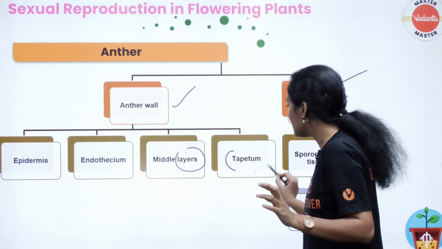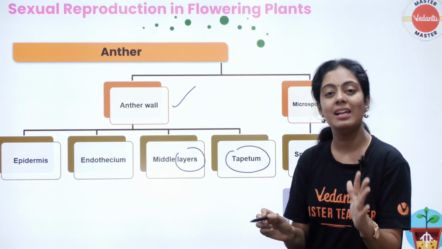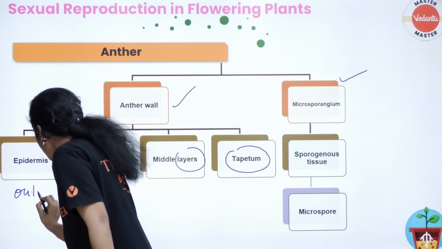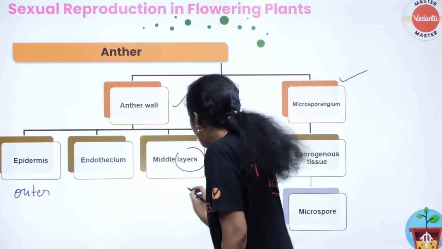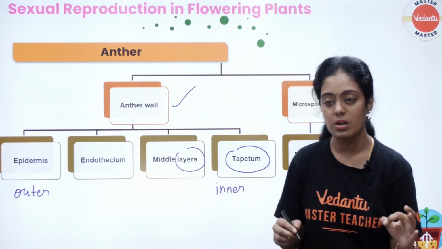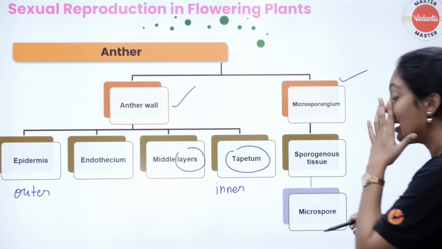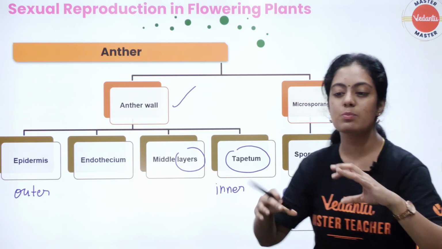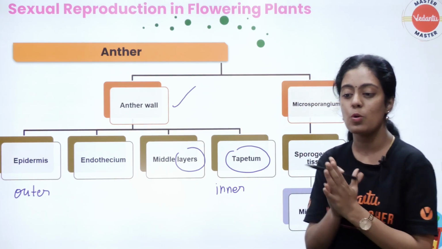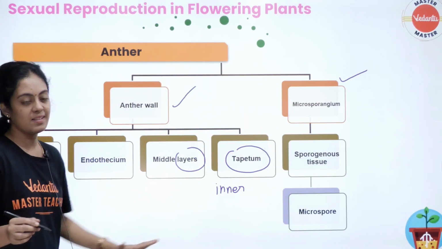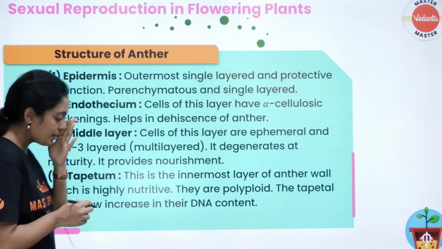And the innermost layer is tapetum. So this is very very important from MCQ point of view. Epidermis is the outermost layer. Tapetum is the innermost layer. Very very important. Okay, then you have your microsporangium, which is made up of sporogenous tissue. Inside this sporogenous tissue you have the microspores, which are developed and which are going to give rise to your pollen grains.